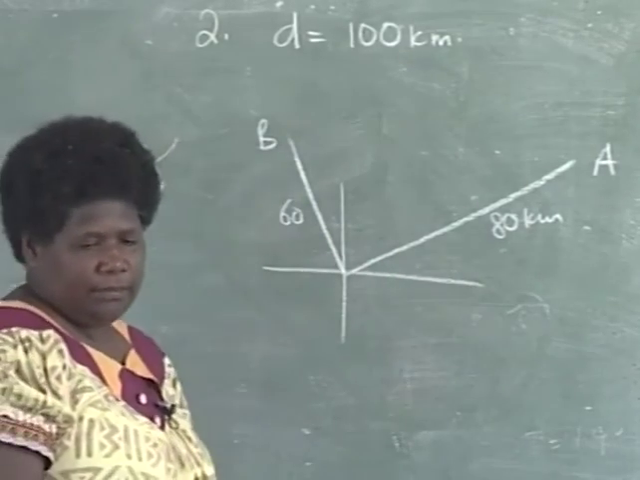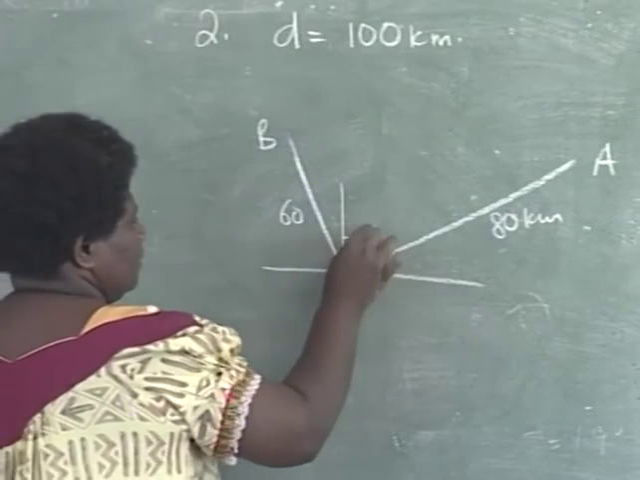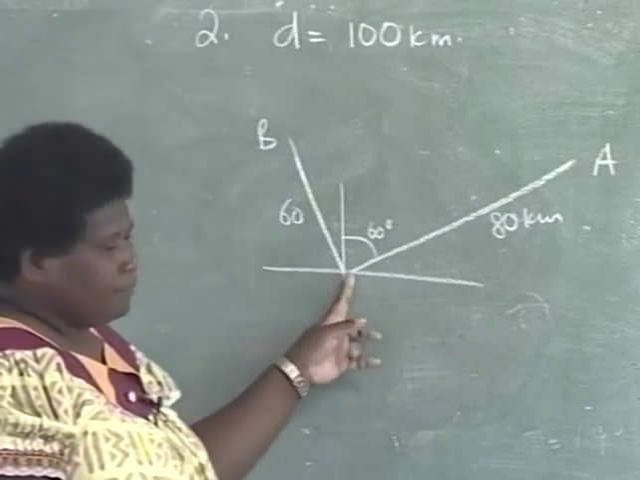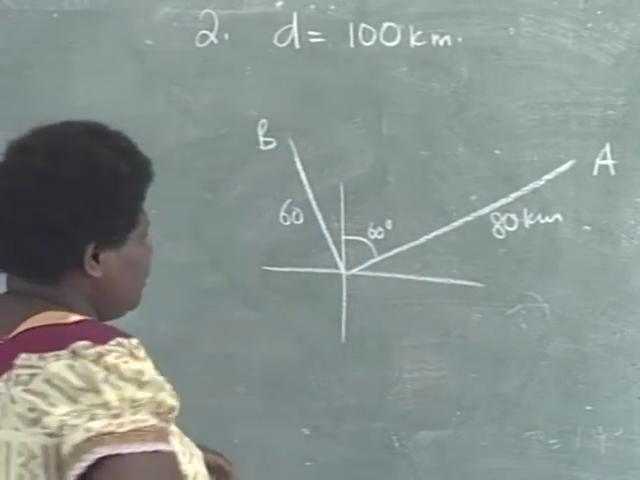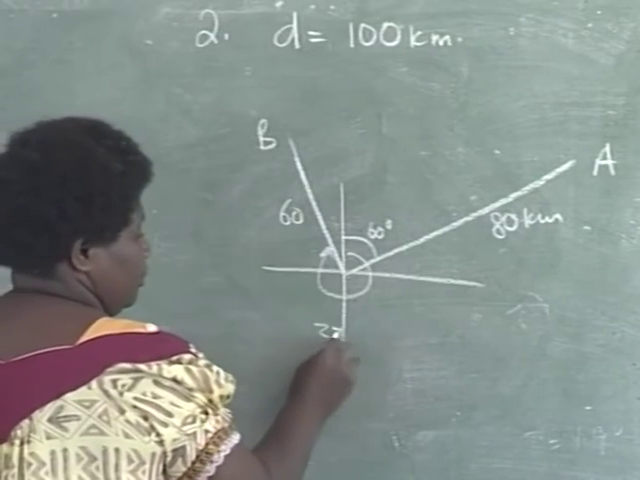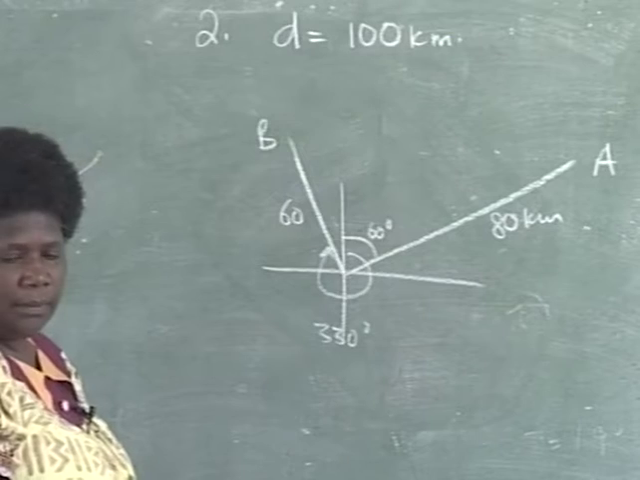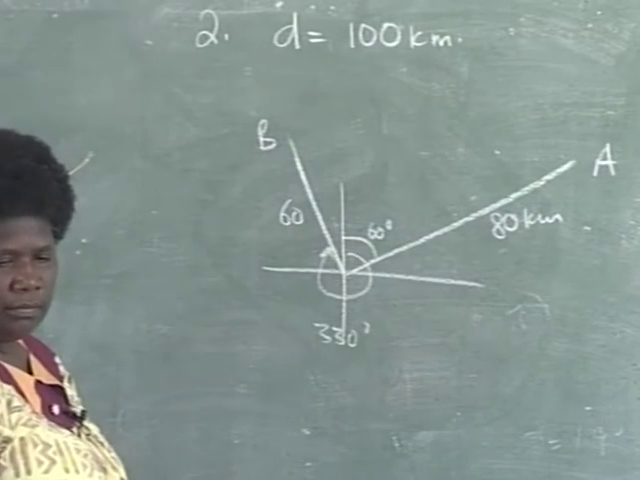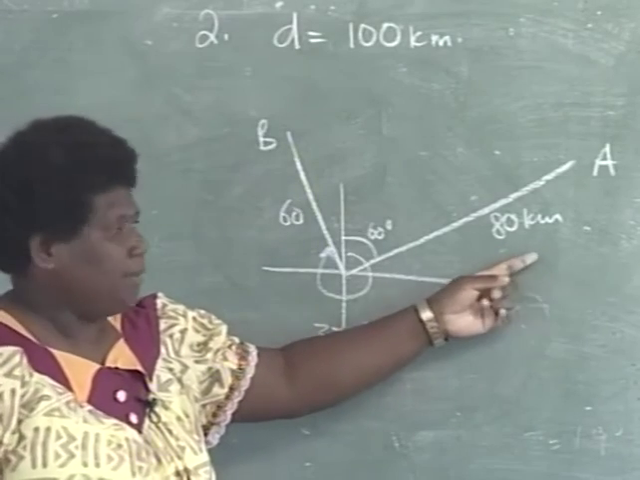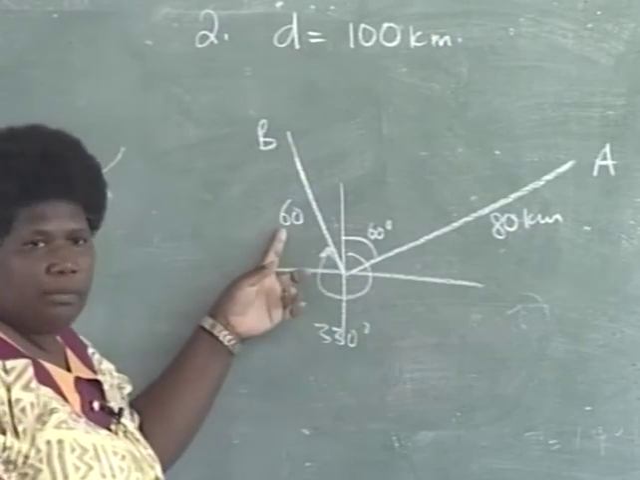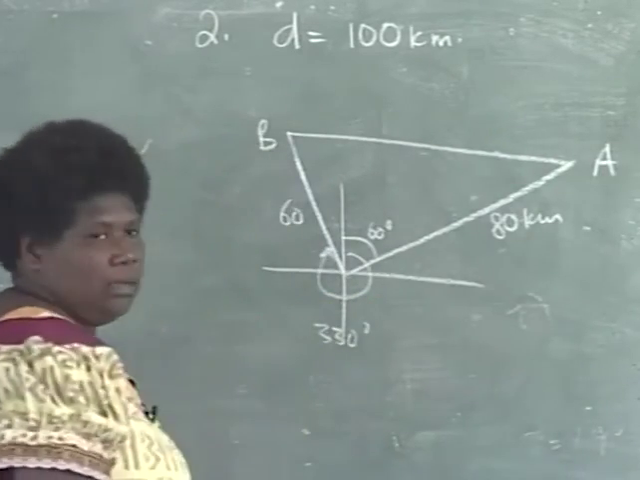Okay, you are told that two ships leave port at the same time. Ship A travels on a bearing of 60 degrees at 20 kilometers per hour. Ship B travels on a bearing of 330 degrees, and it travels 15 kilometers per hour. What you do to find the distance, you multiply the speed by the time, and you get 80 kilometers here. Here you will get 60 kilometers. And you have to find how far apart the ships are.